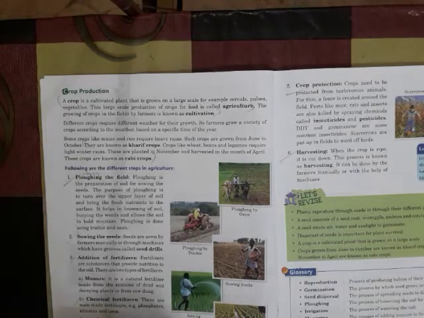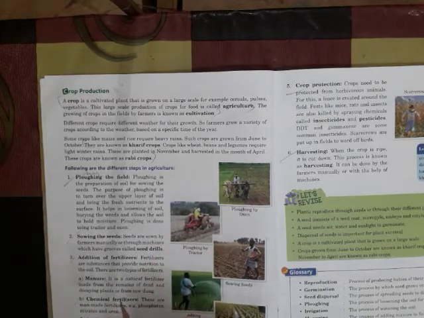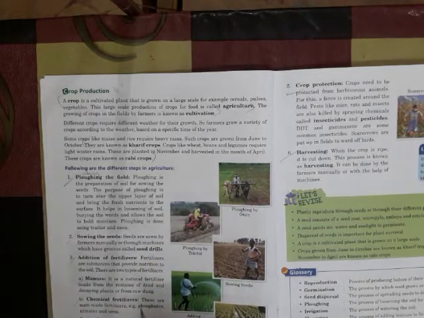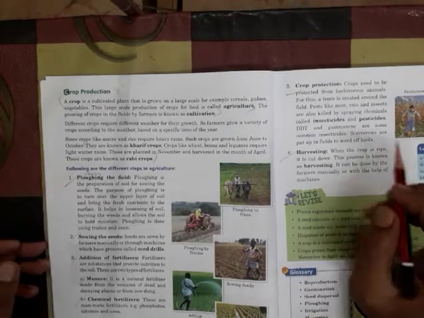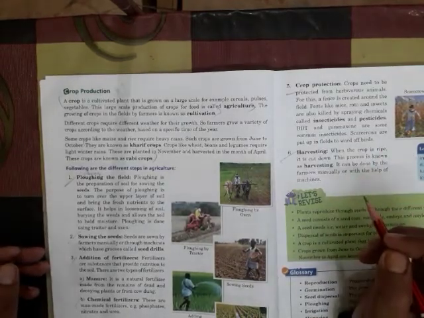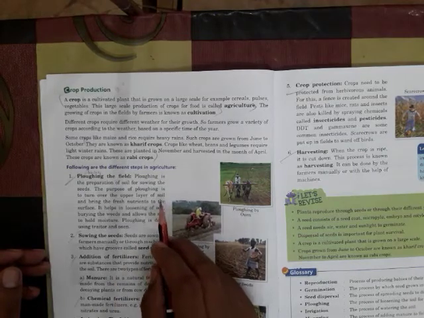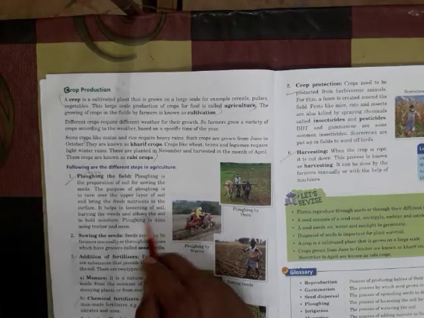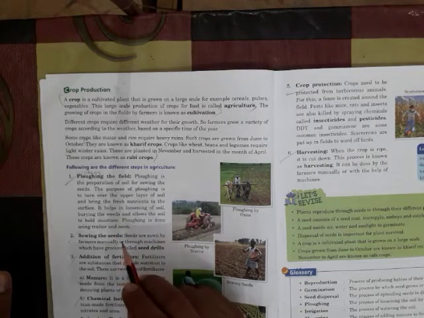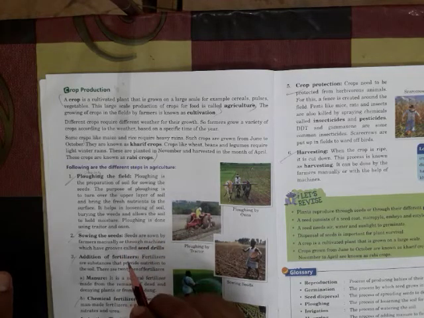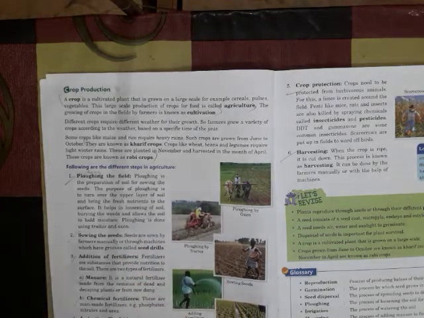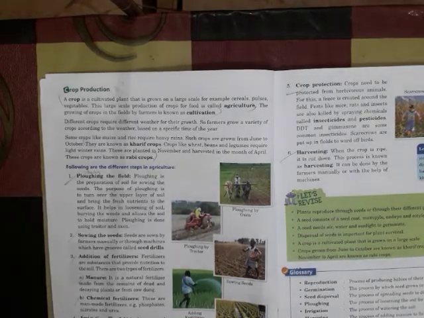Following are the different steps in agriculture: plowing the fields, sowing the seeds, addition of fertilizers, chemical fertilizers, irrigation, crop protection, harvesting. Now, in plowing the field, plowing is the preparation of soil for sowing the seeds. The purpose of plowing is to turn over the upper layer of soil and bring the fresh nutrients to the surface. Sowing the seeds. Seeds are sown by farmers manually or through machines which have grooves called seed drills.